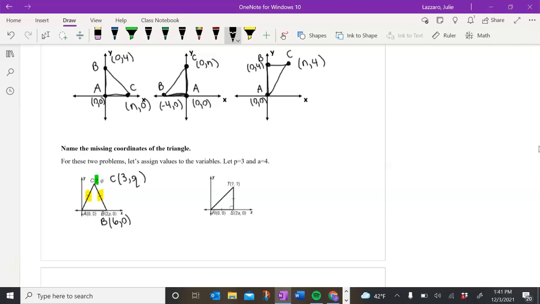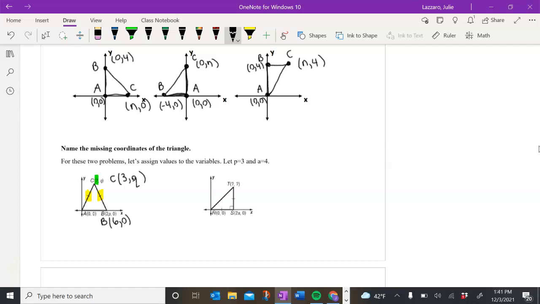Now, why don't we have a value for Q? What does that mean? Well, this point could be higher or lower as long as it has an x-coordinate of 3. As long as the x-coordinate is halfway between A and B, so halfway between 0 and 6, this triangle could be higher or lower, but that x-coordinate has to be at 3, halfway between 0 and 6.